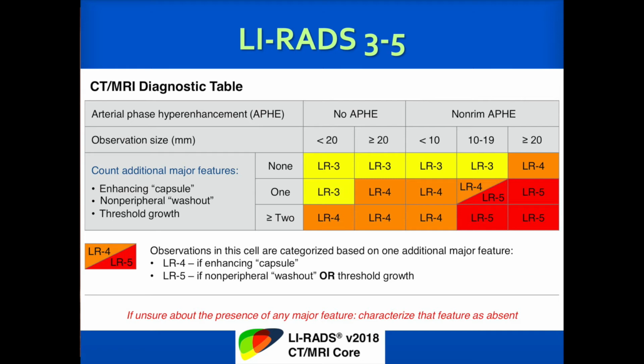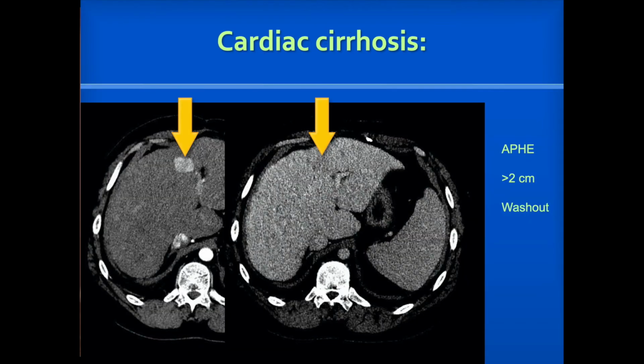The LR4 are lesions that are either smaller or have fewer major features, LI-RADS 3 even less. Notice that if the lesion does not have arterial phase hyperenhancement, the highest score that you can assign is LI-RADS 4. That doesn't mean that it's not HCC, it just means that we can't give it a highest probability of HCC. Let's take this example.